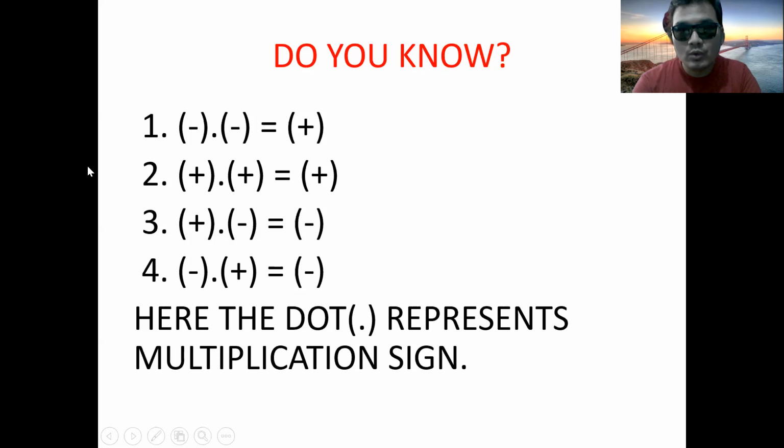Do you know minus, this dot represents multiplication? Minus into minus equals plus, plus into plus equals plus, plus into minus equals minus, and minus into plus equals minus. That means wherever there is a minus sign, we can show it as plus into minus or minus into plus. And wherever there is a plus sign, we can show it as plus into plus or minus into minus, when you take the sign common.